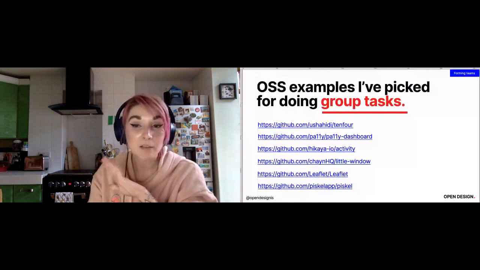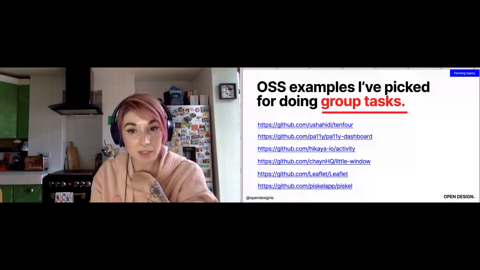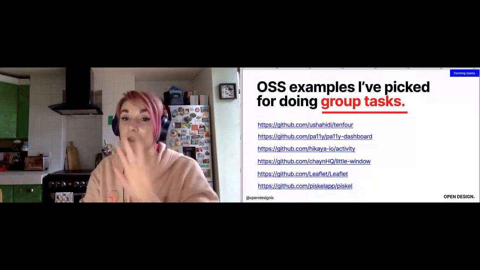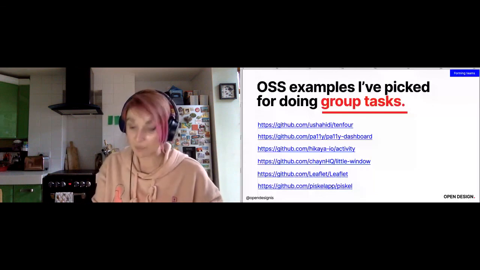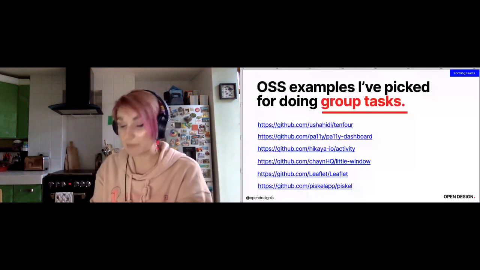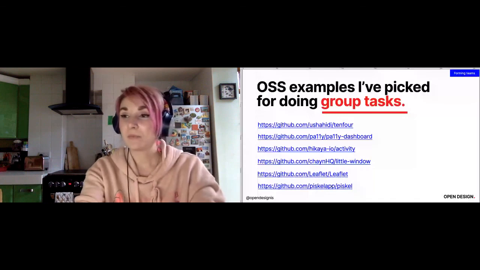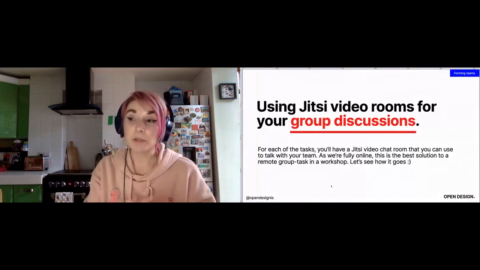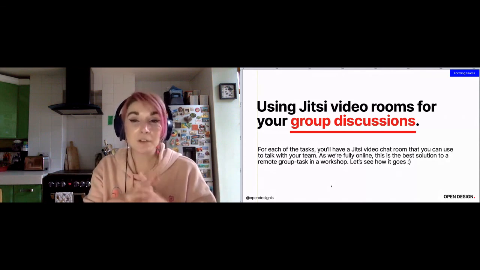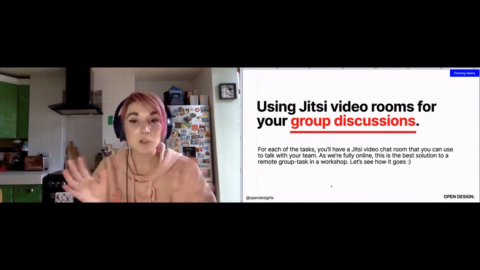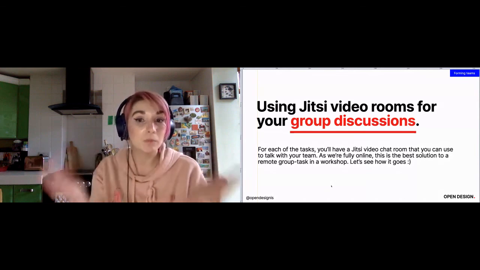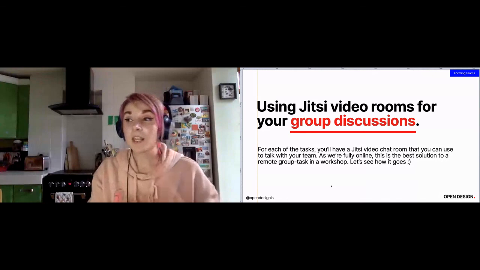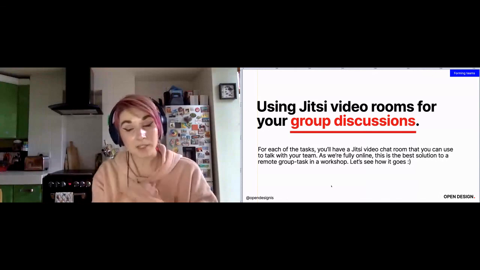So if you don't have an open source project you already want to work on, you can pick one of these, and I've got issues further into the extended session, but it's completely up to you which ones you want to work on, whether you want to bring your own or whether you want to work on one of these examples. So you have your Jitsi links for each of your groups to talk with your team. I feel like this is the best way for you as individual teams to discuss the tasks that are coming up.